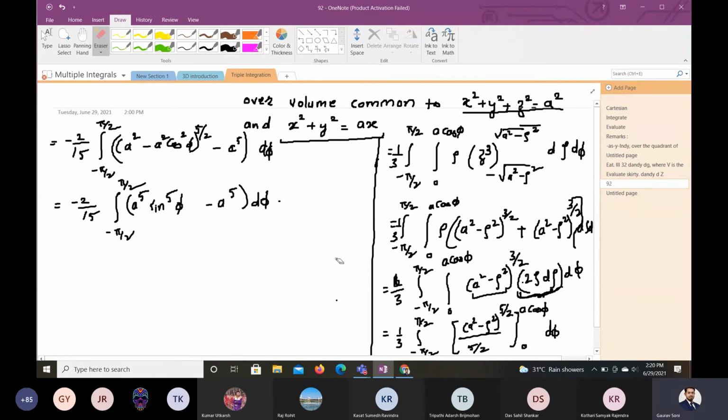What is sine theta? So we can break it into two parts. How? Sir, A is constant, no? So we can take a raised to 5 as different integration and a raised to power 5 into sine 5 phi as different integration. Okay.